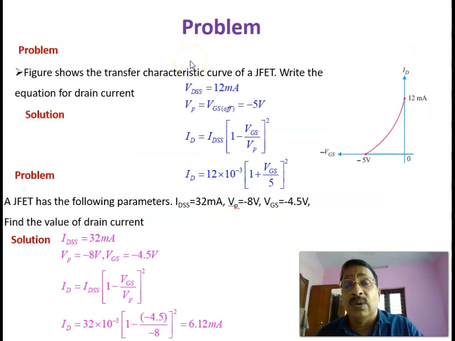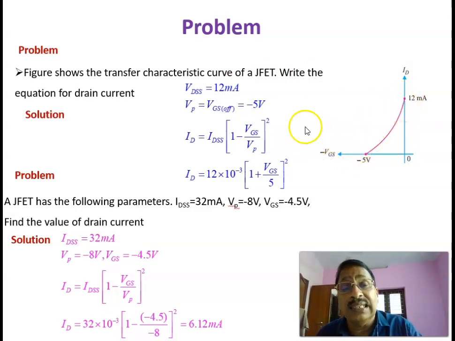Now let us see a problem on a junction field effect transistor. The figure shows the transfer characteristics curve of a JFET. Therefore, the transfer characteristics is given. Looking at this, it is very clear that this is the IDSS, and this is VP. VP equal to -5 volt and IDSS equal to 12 milliamperes. The question is to write the equation for this curve, the Shockley's equation.